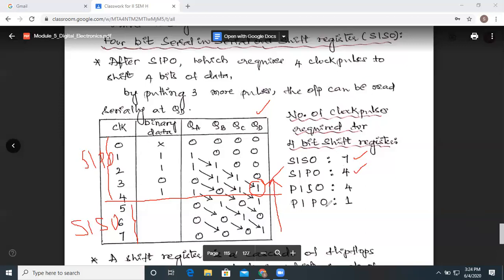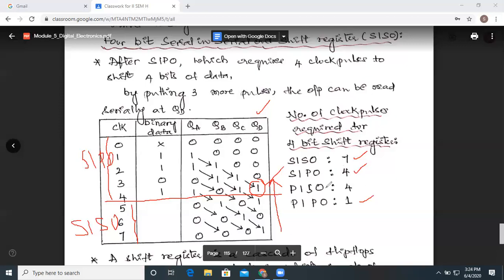I said in the beginning itself, how many clock pulses for parallel in, parallel out. For 1 clock pulse, we load the data, so all the data will be available. Thereby the parallel in, parallel out operation requires only 1 clock pulse. Then the last one, which we have not discussed yet, is parallel in, serial out.